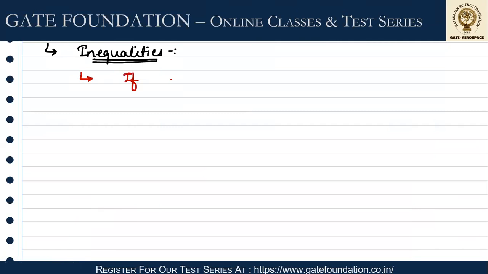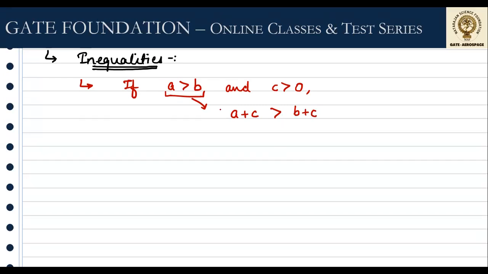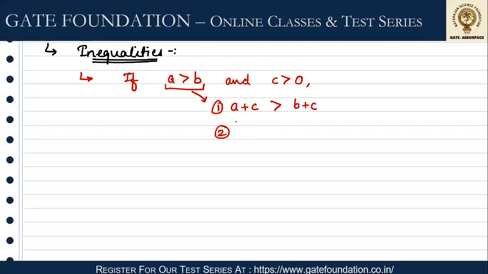First of all, let's say there is a number a which is greater than b, and another number c greater than 0. If I add c on both sides, I get a plus c greater than b plus c in case of addition. This is the first result I can deduce. The second result I get if I multiply: multiplying by c on both sides, ac will be greater than bc. And the third result is if I divide by c on both sides, then a by c will be greater than b by c.